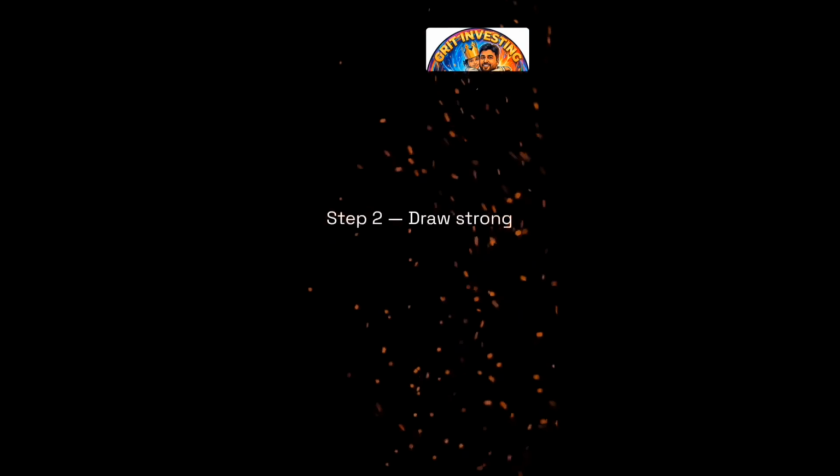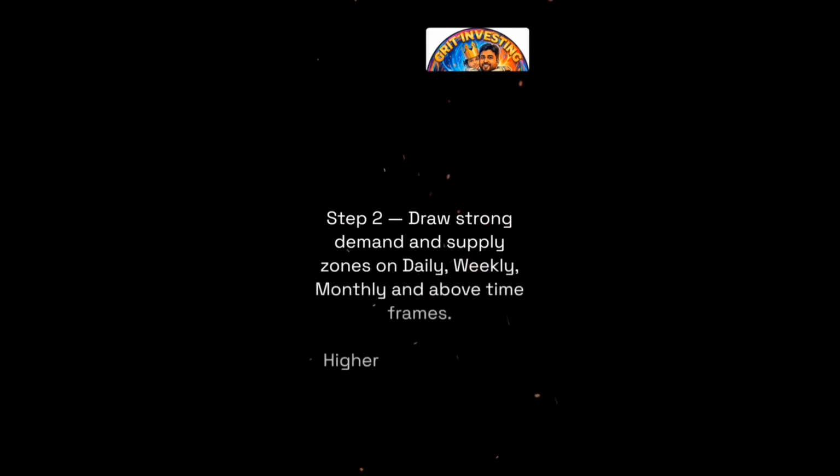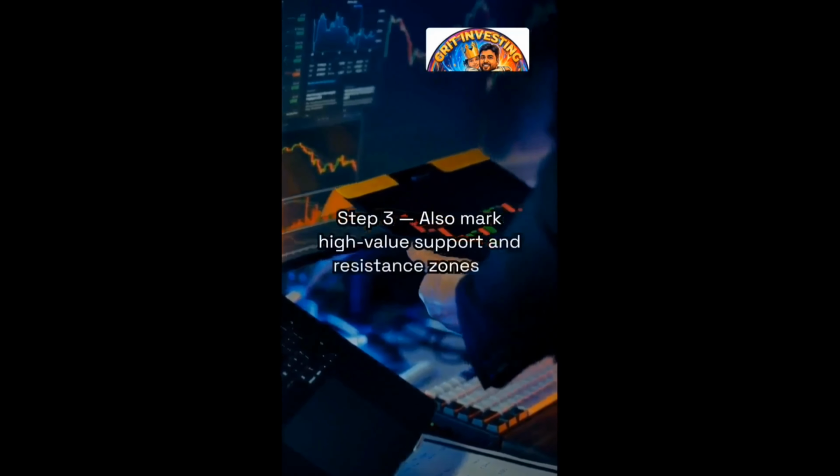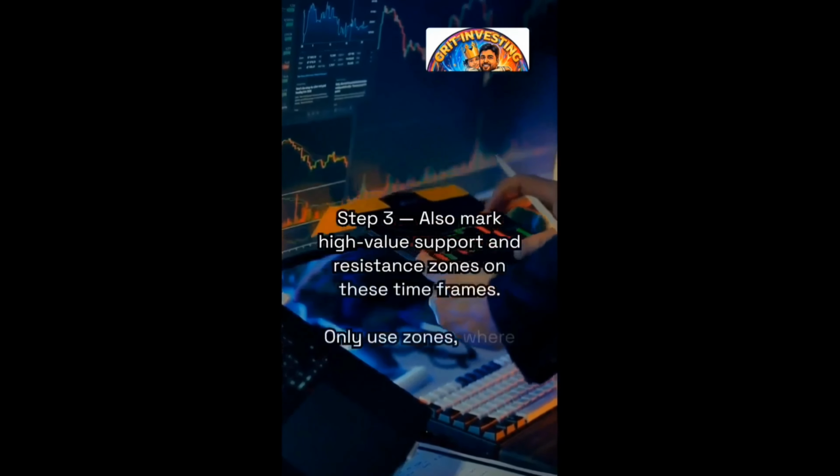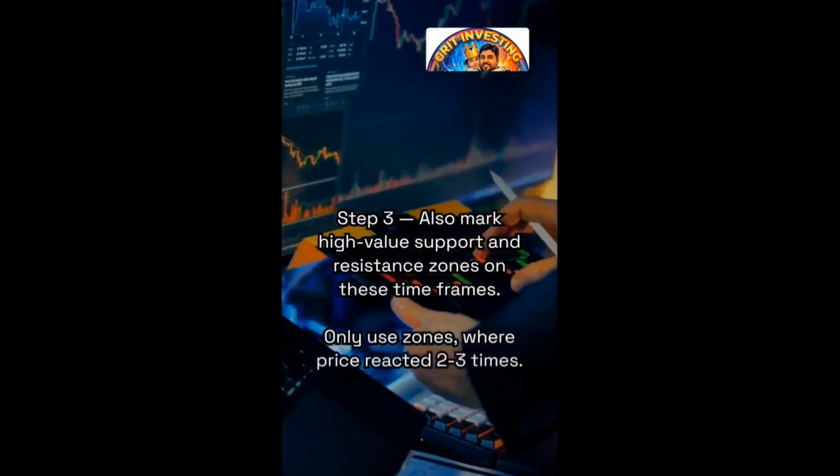Step 2, draw strong demand and supply zones on daily, weekly, monthly and above time frames. Higher the time frame, stronger the zone. Step 3, also mark high value support and resistance zones on these time frames. Only use zones where price reacted 2 to 3 times.